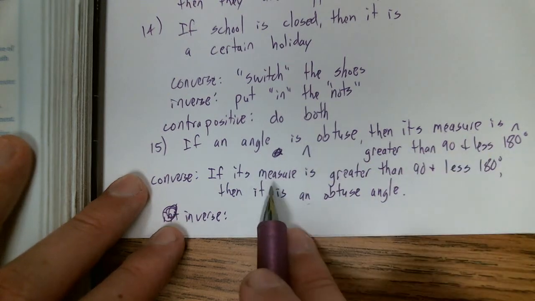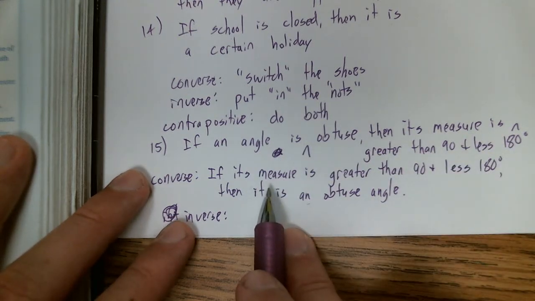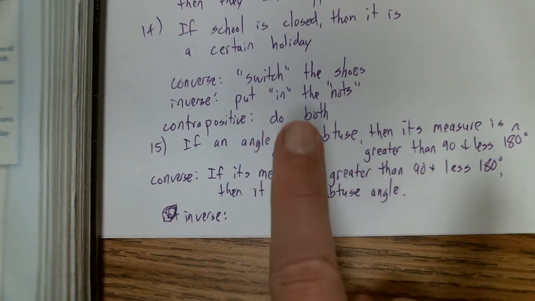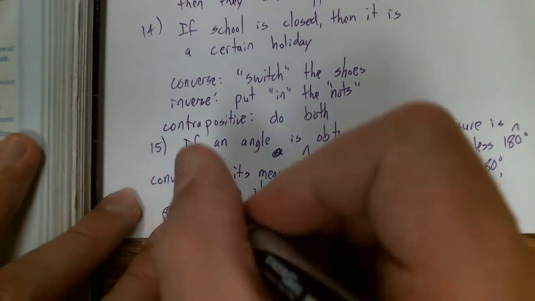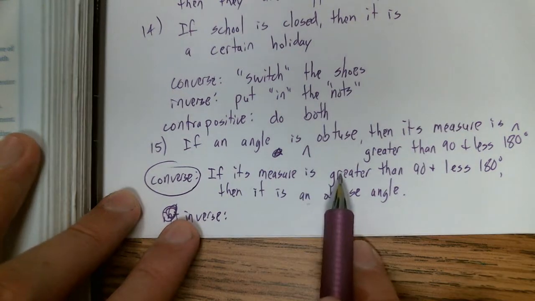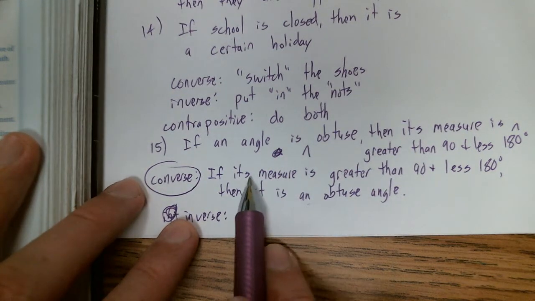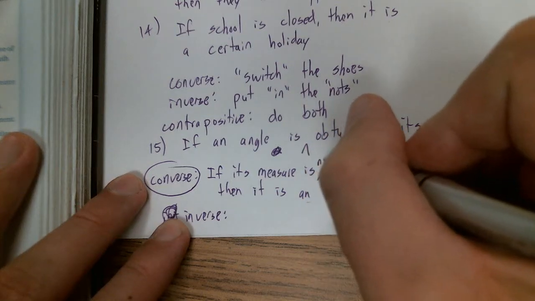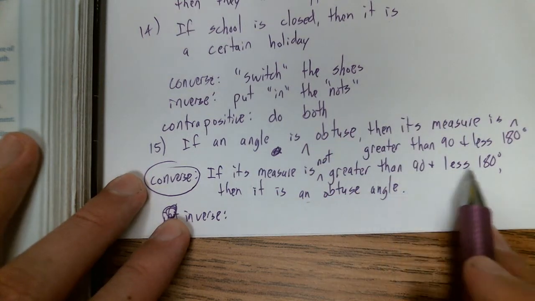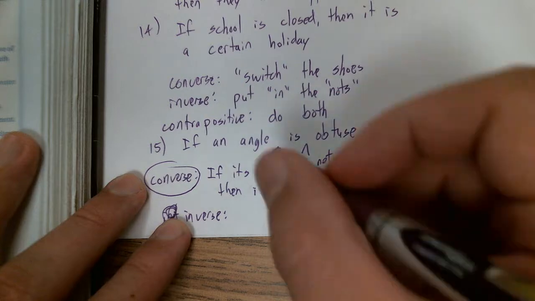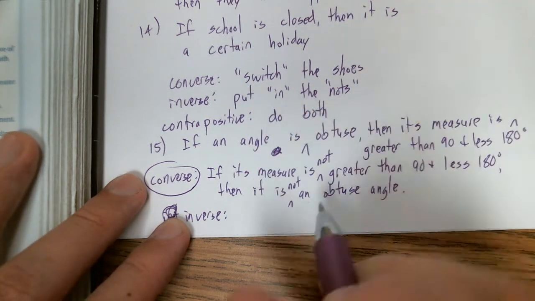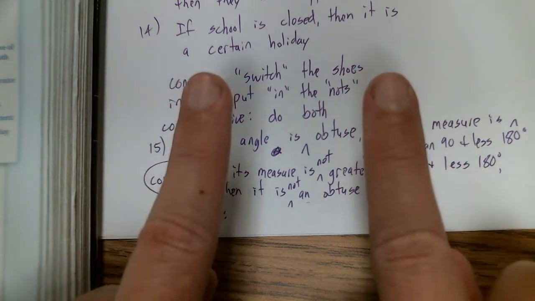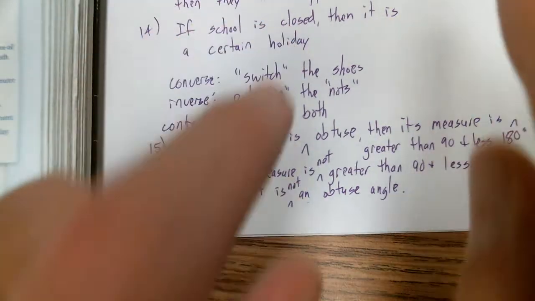Okay. Contrapositive, I'm going to do both. Okay. So I'm going to switch the shoes. So basically I'm going to stick with the converse here. I'm going to take the converse and then I'm just going to put in a not. Okay, so I'll start over here. So if the measure is not greater than 90 and less than 180, then it is not an obtuse angle. So you switch the shoes and then you put in the nots. Okay.